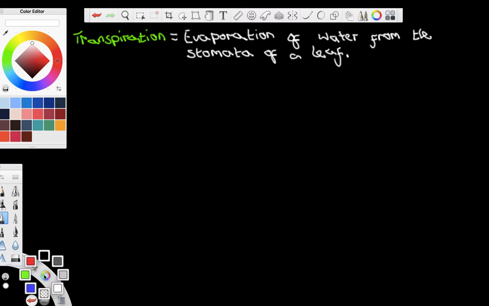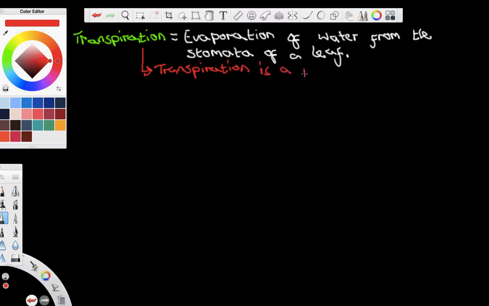One thing that is really important to state here, and I'm going to put it in red, transpiration is a passive process. The plant does not have to put any ATP into it. Transpiration uses the energy from the sun, therefore it's passive. The organism does not need to do anything for it to take place. It will take place on its own. So we can say transpiration is a passive process as it uses energy from the sun to take place.